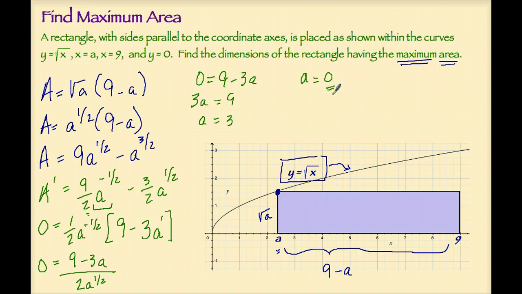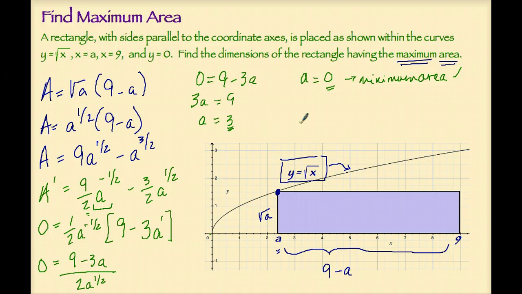Let's talk about what would happen if a was 0. If a were 0, then the length of your rectangle would be 9, but the height of your rectangle would be the square root of 0, which is 0. You would end up with an area which is 0. That means 0 will yield the minimum area of 0. And that, of course, is not what we're looking for. So let's try 3. We know that 3 is not going to yield the minimum area. We already know what yields that. So 3 is going to yield the maximum area.